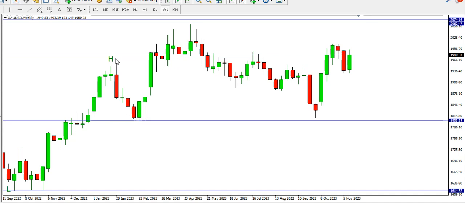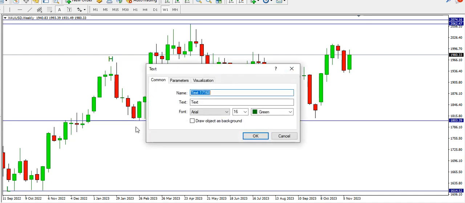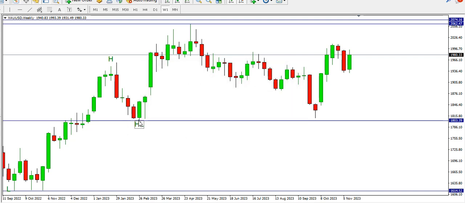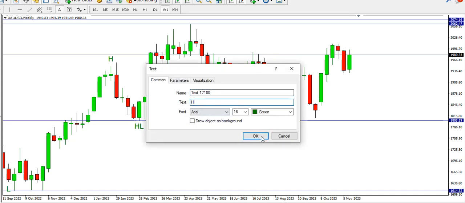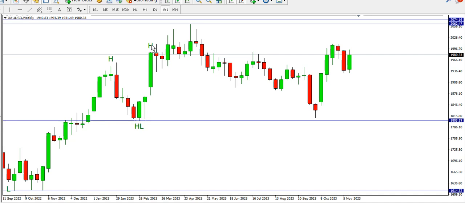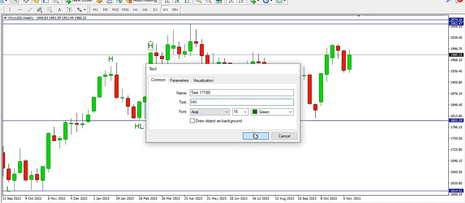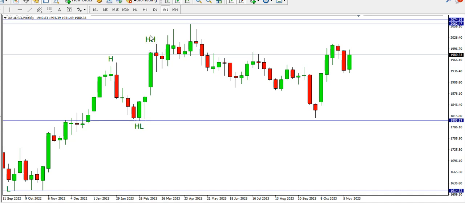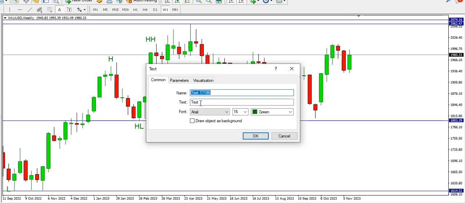We have a higher low. This is a higher low, still on the weekly time frame. Then for us to have a higher high, there's a higher high. Let me correct this. Higher high, and then we have a higher low somewhere around here. Higher low.